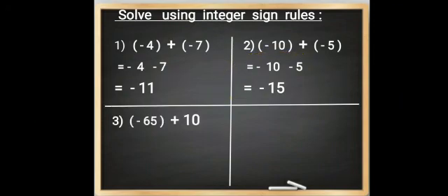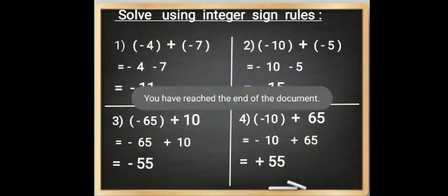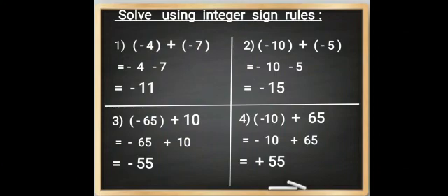Let us see third example. It is negative 65 plus 10, which gives me negative 65 plus 10 after opening the brackets, and then the answer is negative 55. It is same as the question solved in the previous slide. Observe the fourth example. Negative 10 plus 65 gives me positive 55 as the answer. Students, you have to solve the examples given in homework using sign rules.